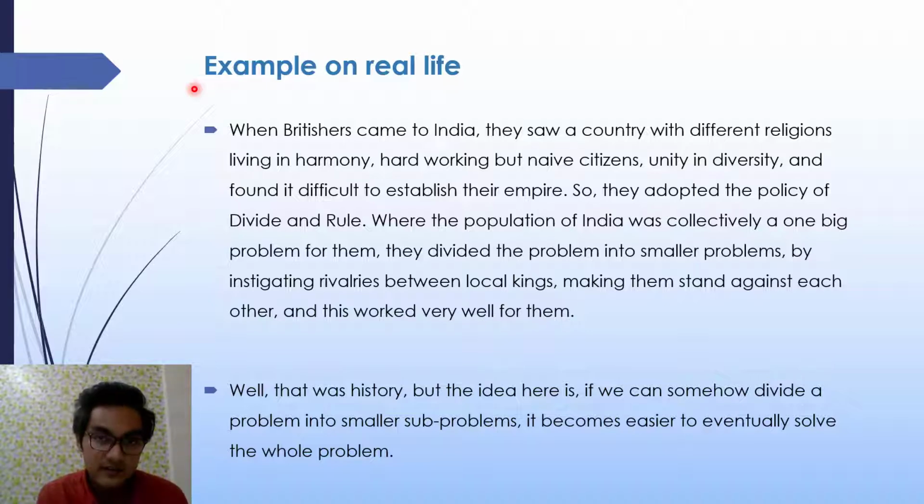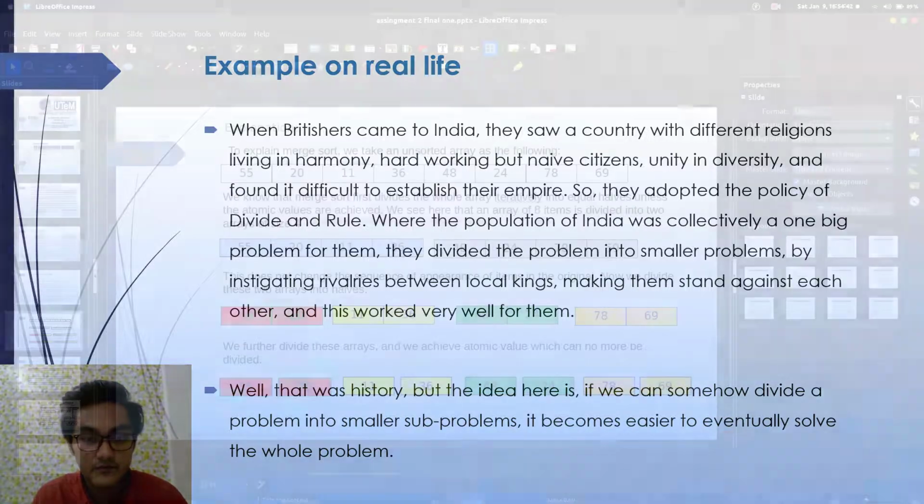That was a story, but the idea here is, if we can somehow divide a problem into smaller subarrays, it becomes easier to eventually solve the whole problem. So this is the basic idea of merge sort. Thank you so much. The next part will be explained by my other teammates.